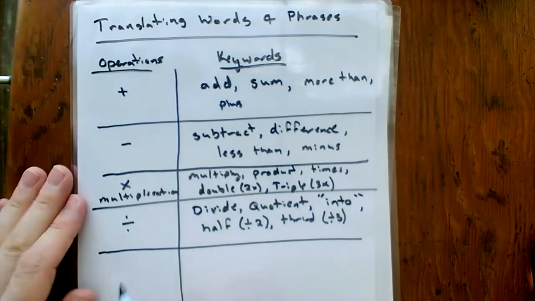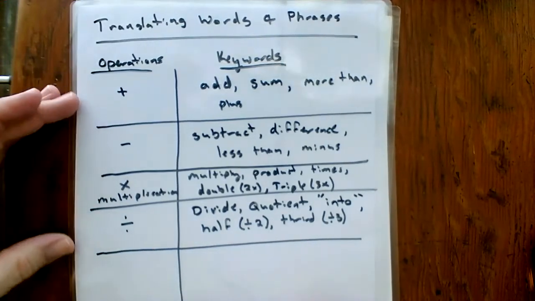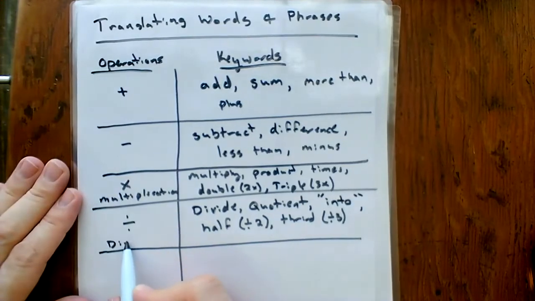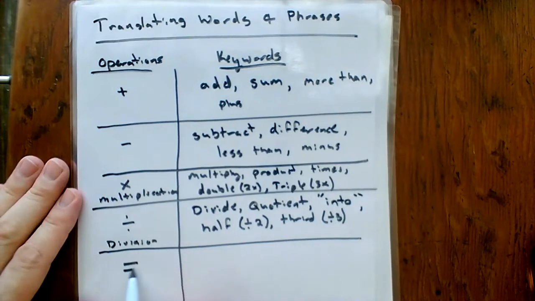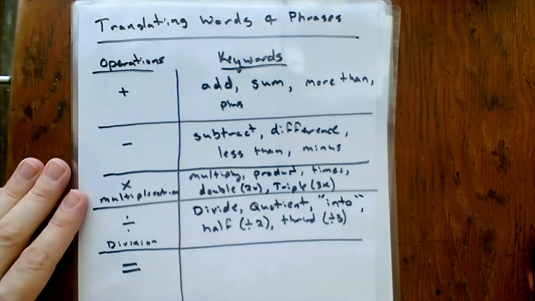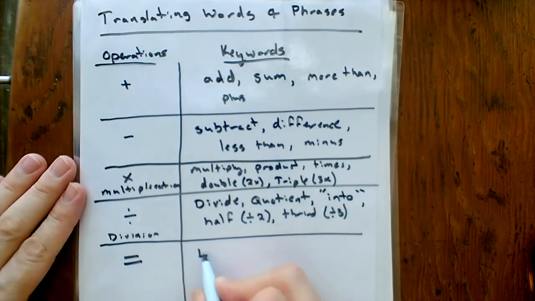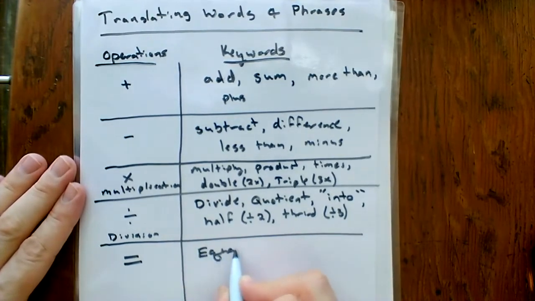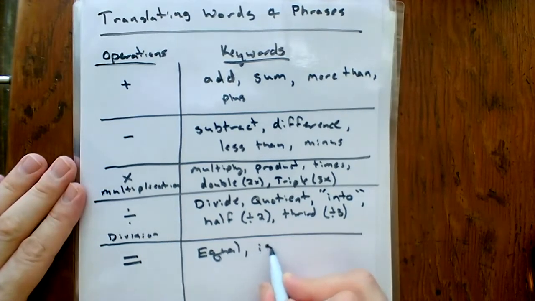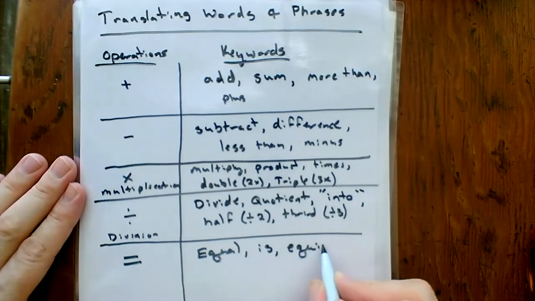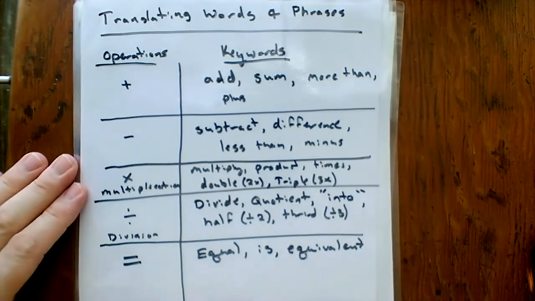Now, technically, it's not an operation. It's not addition, subtraction, multiplication, or division. But I'm also going to throw equality in here. Something is equal, and frequently you're going to see equal or is, equivalent to. These are some good keywords that we're going to run into.